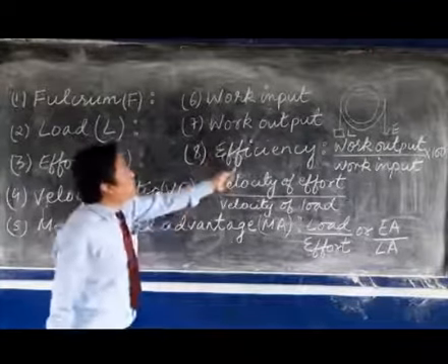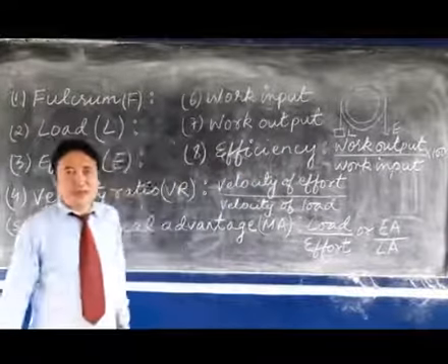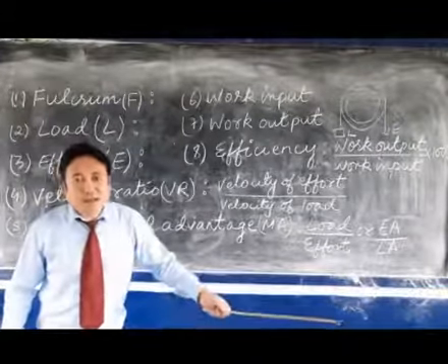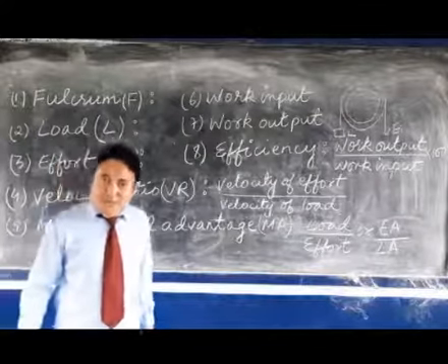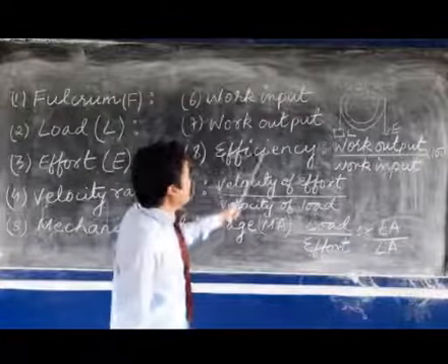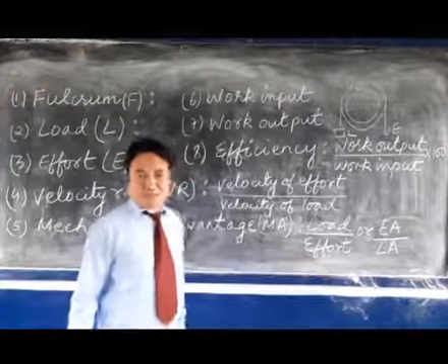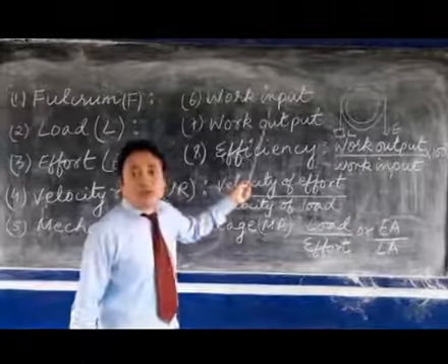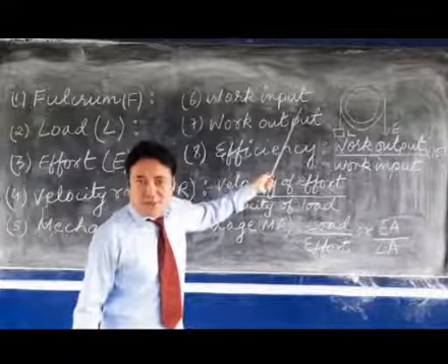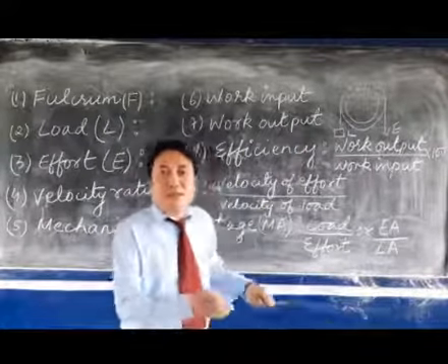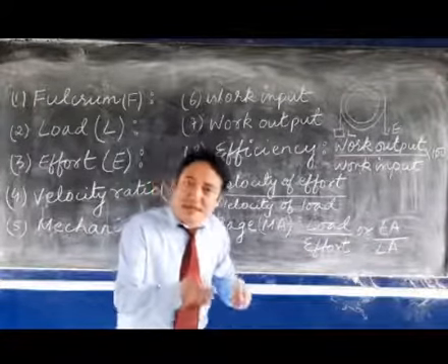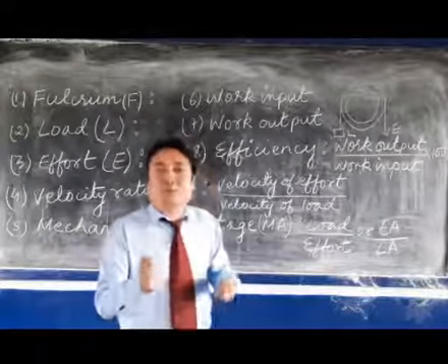Okay. Next comes the work input. Work input means the work done on the machine. Work output means the work done by the machine. Work input is the work done on the machine, that is the input. That means the work is done on the machine. When you apply the force on the machine, then only will the work be done by the machine. By itself, a machine will not be able to perform any work.